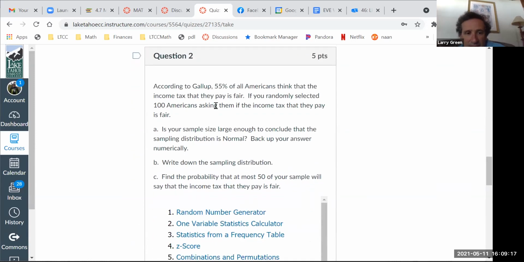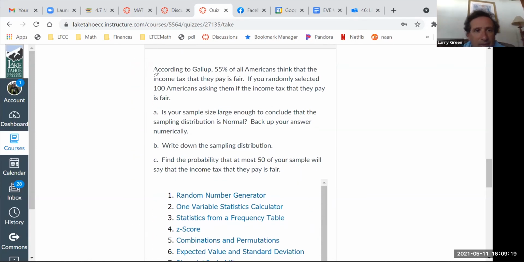Okay, if not, let's move on to number 2. According to Gallup, 55% of Americans think that the income tax that they pay is fair. This is a recent article, by the way, last week. If you randomly selected 100 Americans, asking them if the income tax they pay is fair, A, is your sample size large enough to conclude the sampling distribution is normal? Back up your answer numerically. So what do you think?